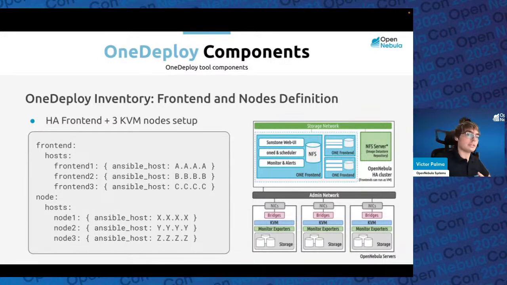And for the HA configuration, it's as simple as adding more hosts to the frontend section. It's easy as that. So OneDeploy will take care of configuring all the frontends in HA mode. So in case it finds more than one host in the frontend list, OneDeploy is going to configure all the frontends in HA mode.